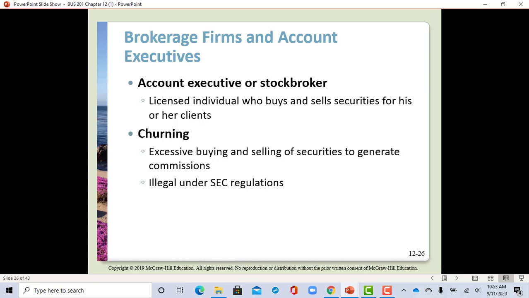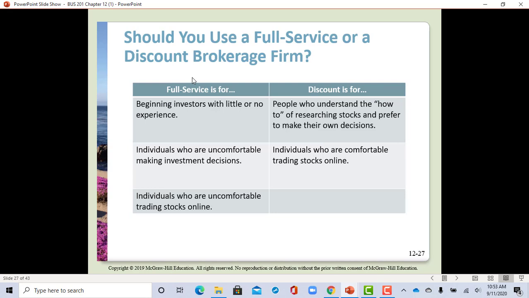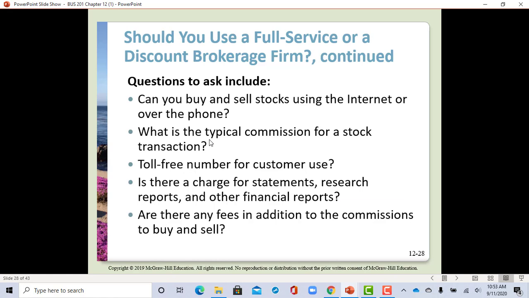So here's a table showing when you should use a full service or discount brokerage firm. A discount brokerage firm would only be recommended if you really knew what you were doing with investing in stock. Again, I would suggest a full service brokerage. All of us, including myself, should use a full service brokerage firm.